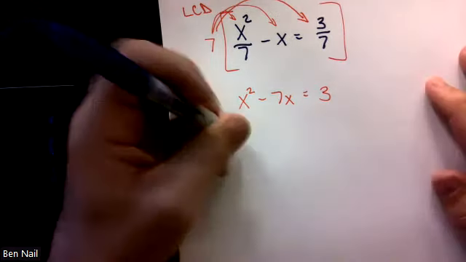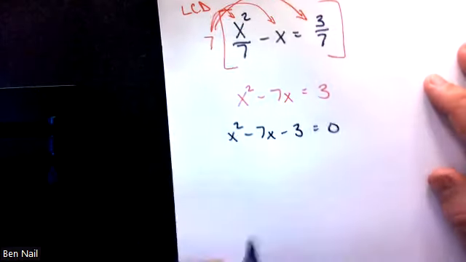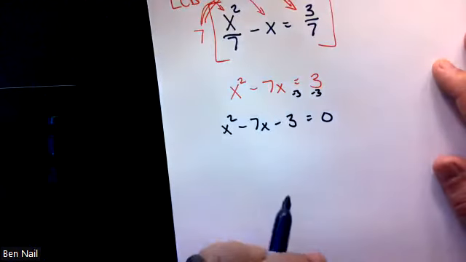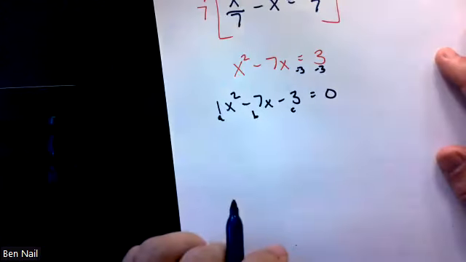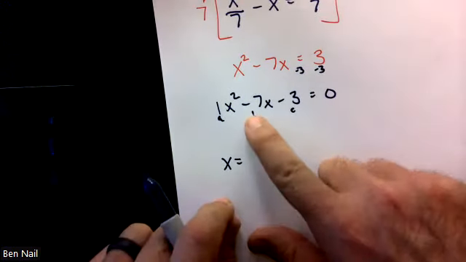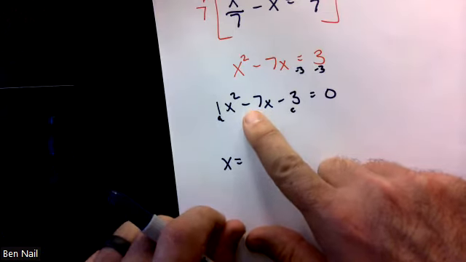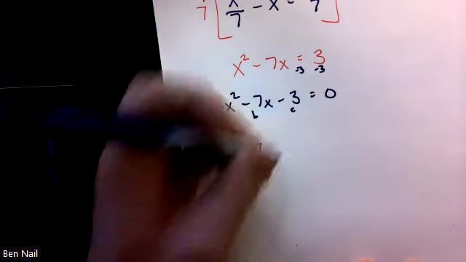Anyway, we're going to get our 3 on the same side by adding the opposite. Subtract 3 from both sides. And now this is my A, this is my B, this is my C. So x equals. Now, the negative b, if b is already negative, remember the negative of a negative is a positive. So the negative of negative 7 is just 7.